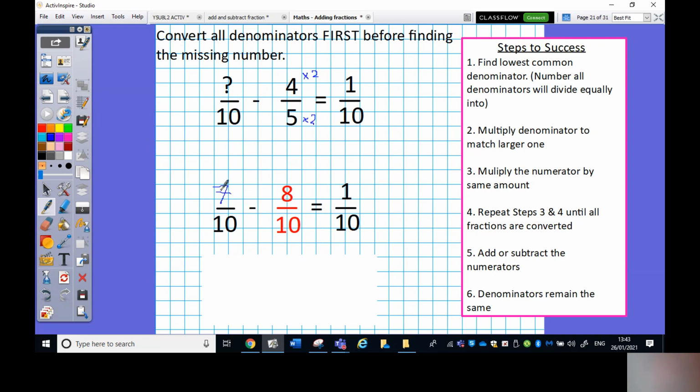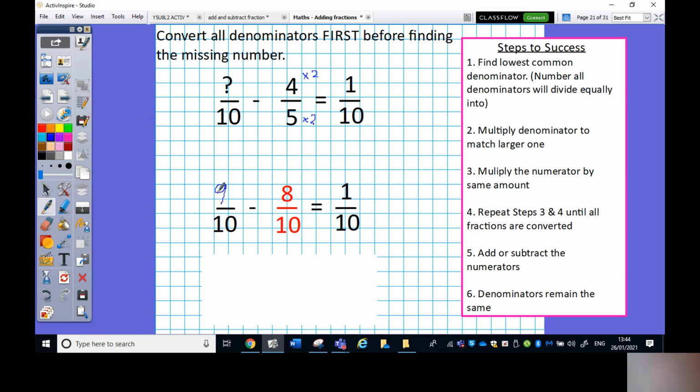Let me see. 7/10 take away 8/10 equals, oh no. 7 take away 8 doesn't equal 1, does it? No, that's not right. We don't have enough. So I actually subtracted 1 from 8 when I should have, tell me? Added it. Okay, so 8 plus 1 equals 9.